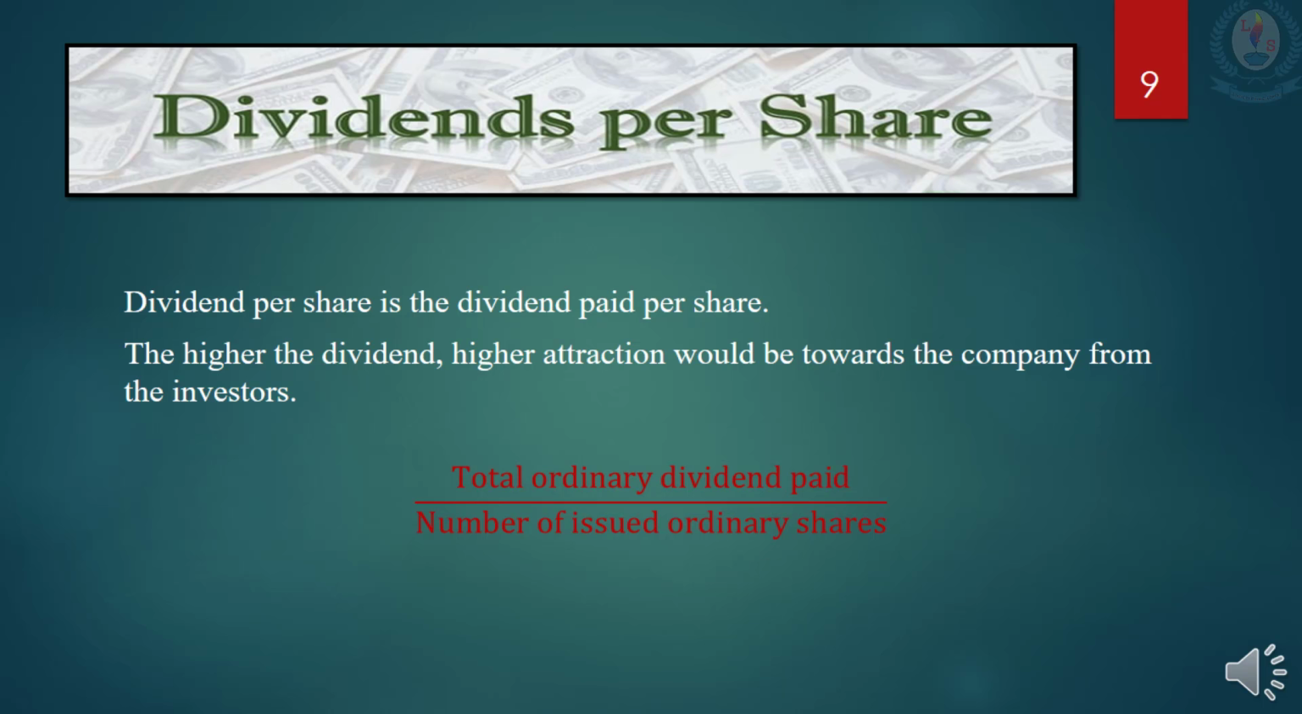Dividends per share. This ratio would calculate how much dividend is being received by the shareholders. Higher the ratio would be better. This is because high dividends would attract the investors as this is the income they earn as an income source. We need to divide the total ordinary dividend paid by the number of issued ordinary shares. Note that only ordinary shares are considered here.